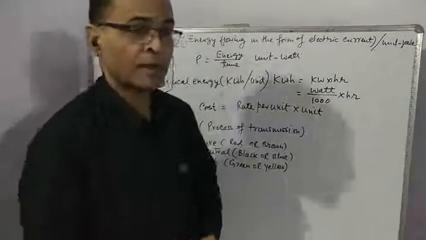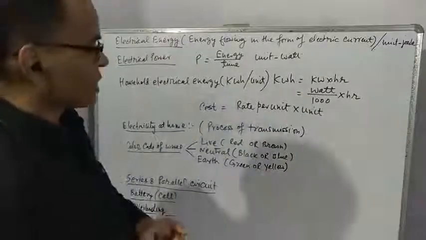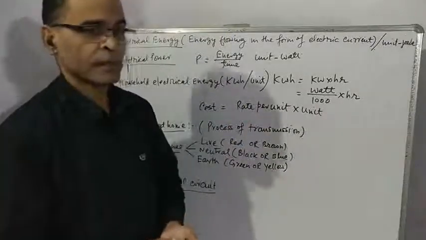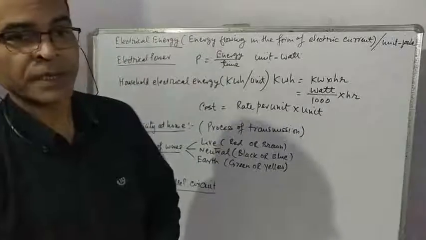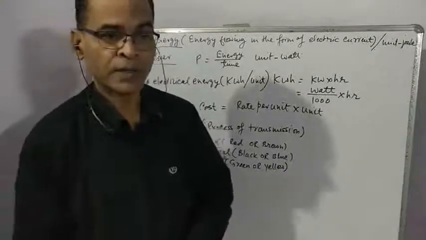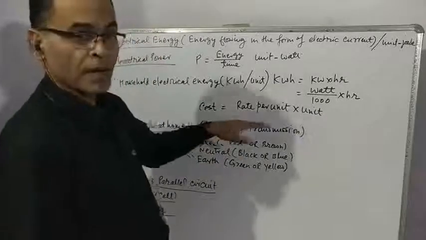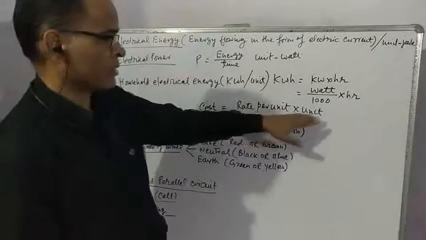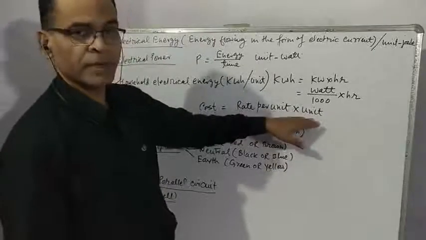You have to pay money for the use of electricity. So how to find the cost? Rate per unit. Suppose the company is selling electricity at the rate of 10 rupees per unit and you are using 100 units of energy in a month. Then the total amount you have to pay is the rate per unit, that is 10 rupees, times the 100 units you are using, so the total amount to be paid will be 1000 rupees.